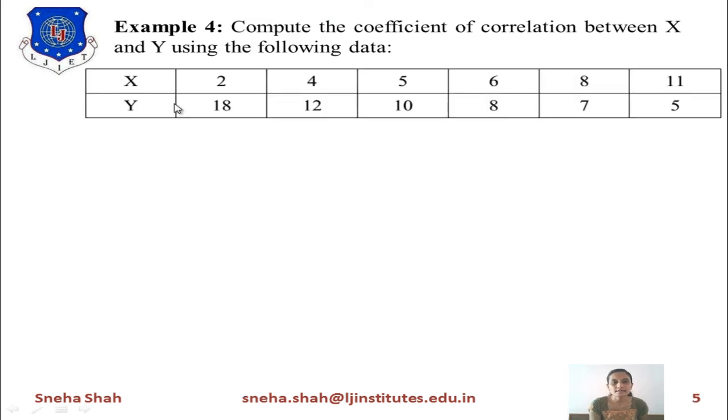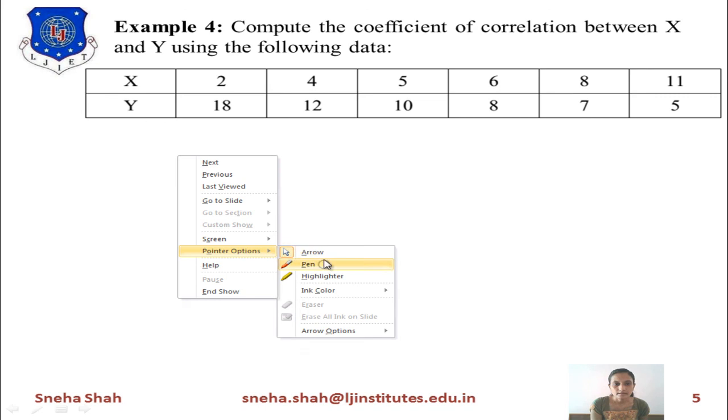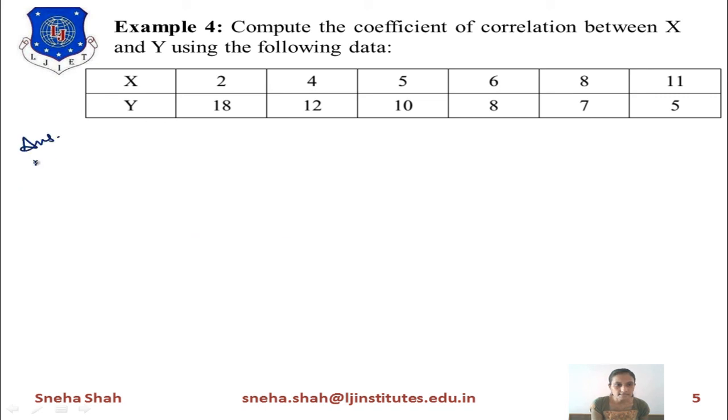Now the next example is: compute the coefficient of correlation between x and y using the following data. X and y are given to you like this: x is 2, 4, 5, 6, 8, 11, and y is 18, 12, 10, 8, 7, 5. Now from this we have to find the coefficient of correlation from the unit of basic statistics. So how will we solve this example?